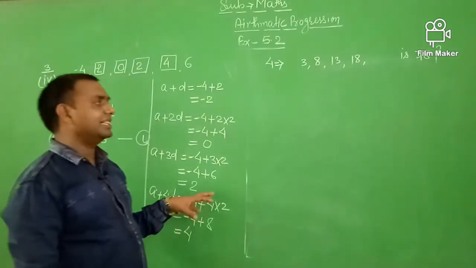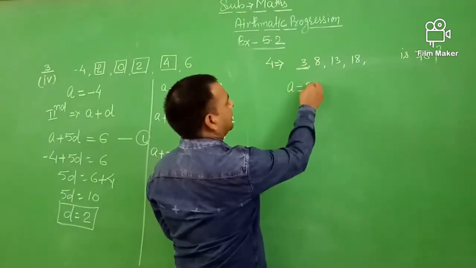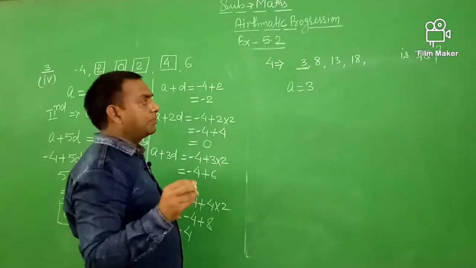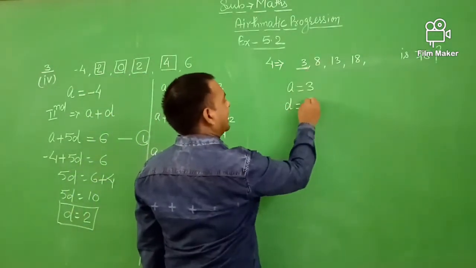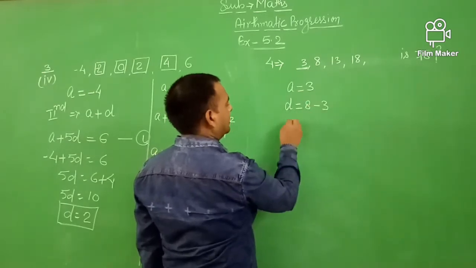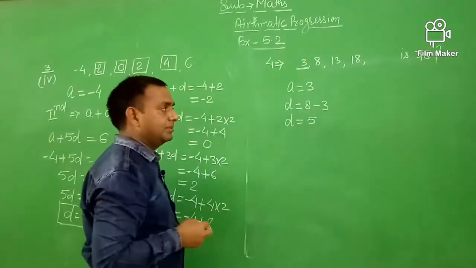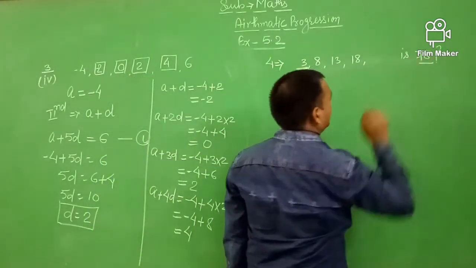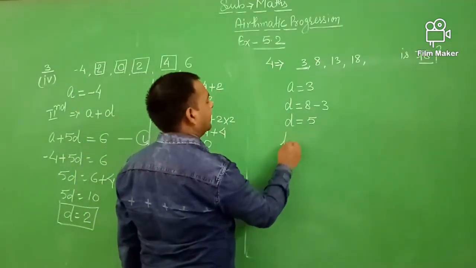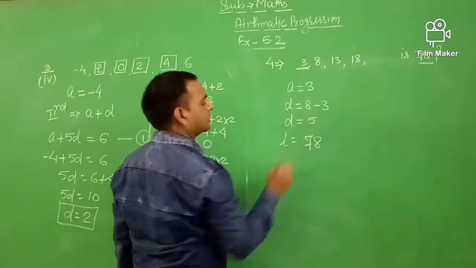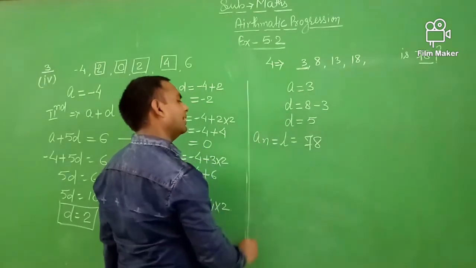Suppose this type of question is given. It means the first term is given, a is equal to 3. After that you find d. Here d is equal to the second term minus the first term. So d is equal to 8 minus 3, which is equal to 5. Here an means the last term. The last term is given, it means l, and l is equal to 78. Either way, an is also equal to l.